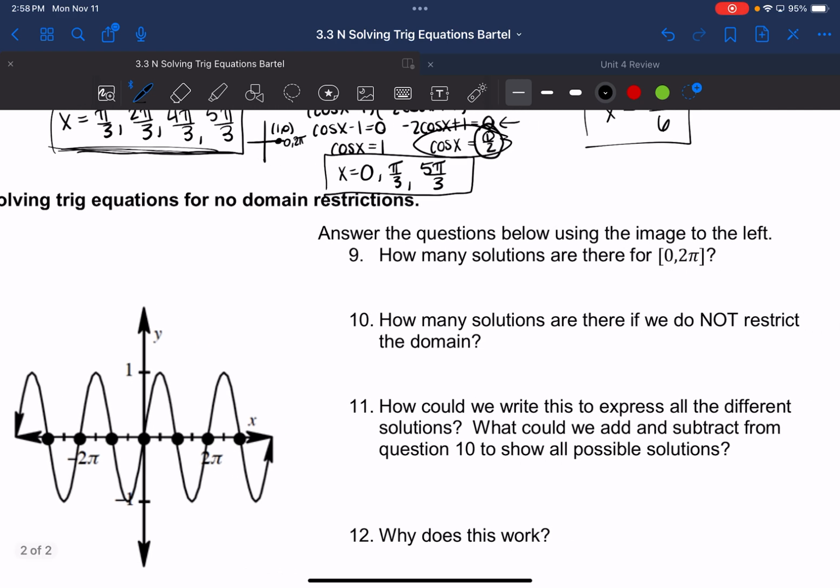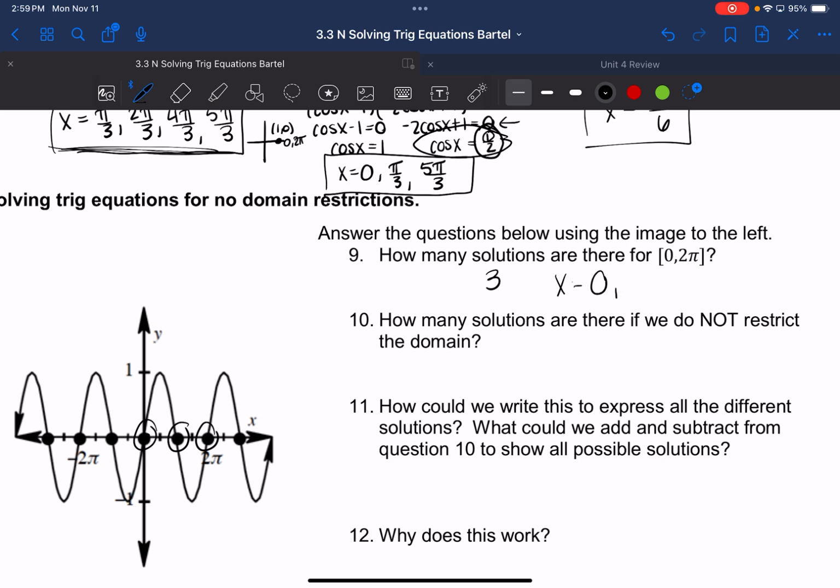So in this particular picture, it says how many solutions are there for 0 to 2 pi? Remember, solutions are the same thing as x-intercepts. So how many x-intercepts do you have from 0 to 2 pi? Three. All right, we got one here, here, and here. So we come up with three solutions. What are those solutions?